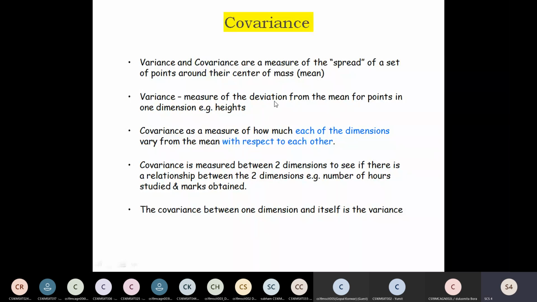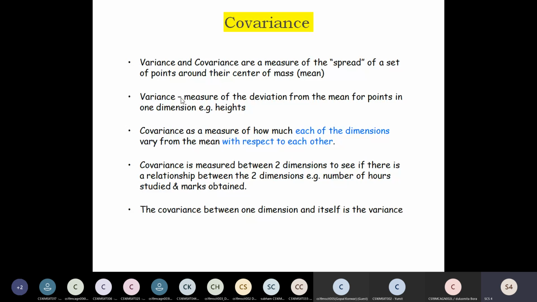Then variance is the measure of the deviation from the mean for points in one dimension. So from the mean, how much it deviates by considering only one dimension, that will give us the variance. Do note that I'm talking about one dimension here. For example, suppose I'm considering height, then the single dimension deviation is the variance.